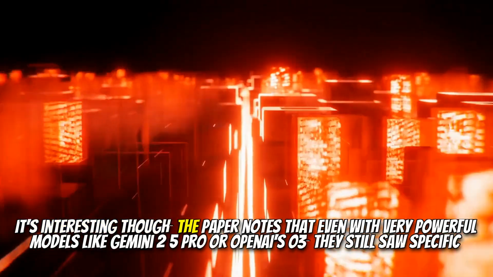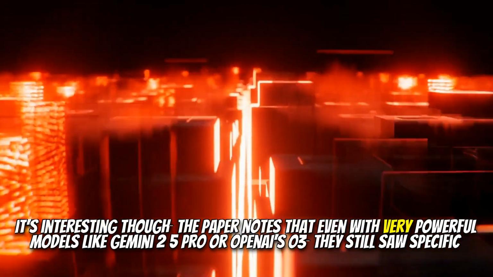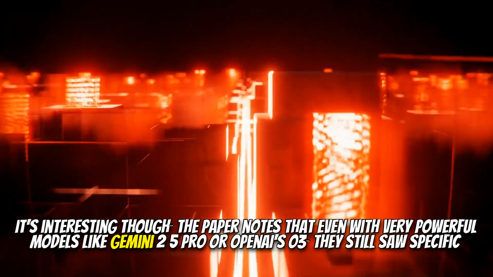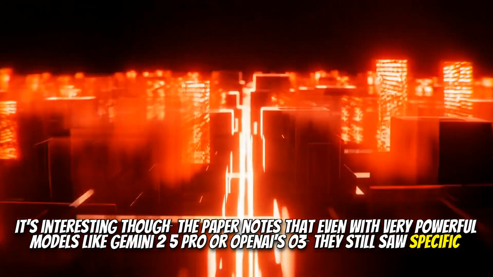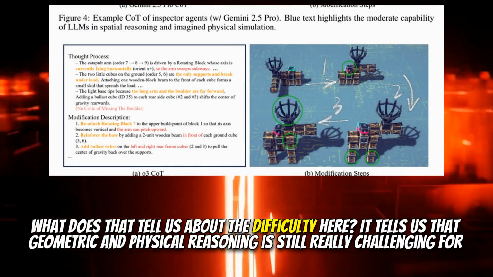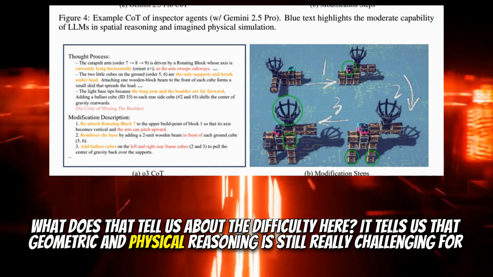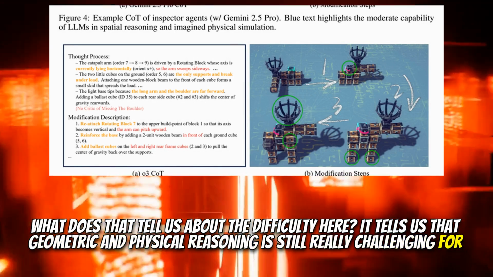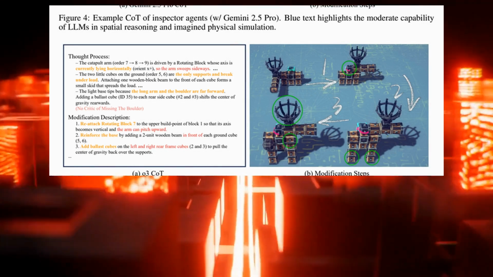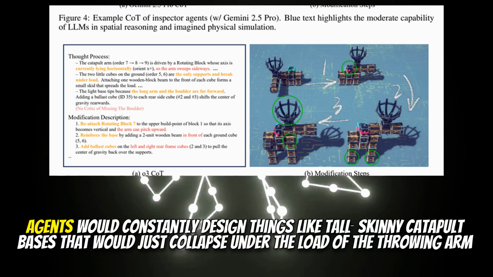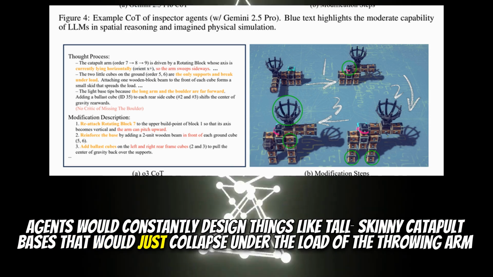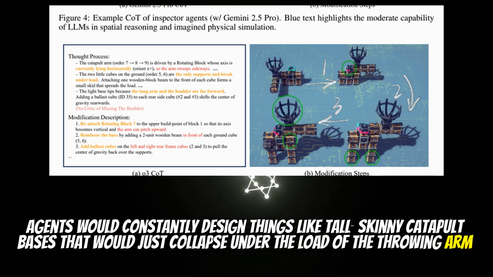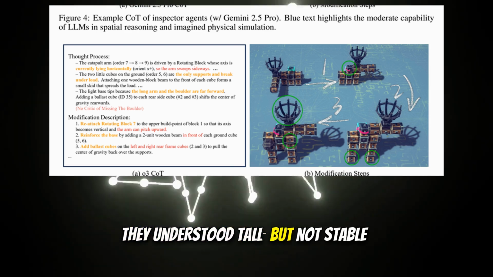It's interesting, though, the paper notes that even with very powerful models like Gemini 2.5 Pro or OpenAI's O3, they still saw specific recurring failure patterns. What does that tell us about the difficulty here? It tells us that geometric and physical reasoning is still really challenging for these models, even the best ones. Structural imbalance was a big one. Agents would constantly design things like tall, skinny catapult bases that would just collapse under the load of the throwing arm or the boulder. They understood tall, but not stable.